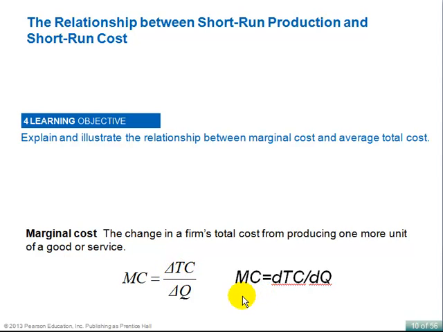Also recall the definition of the derivative. A derivative is a measure of how a dependent variable changes as its input changes. So here, the dependent variable is the total cost, and the independent variable, the input, is the quantity of the output. So marginal cost is actually the derivative of the total cost with respect to the quantity.